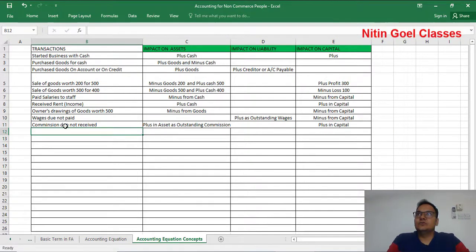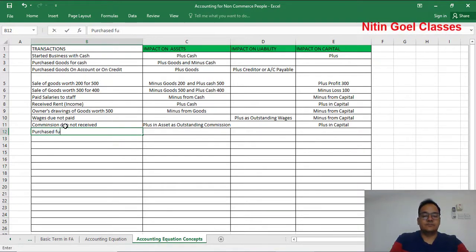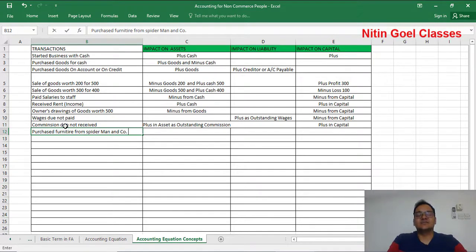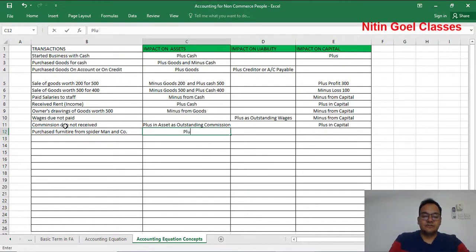Anything else we can do? Okay, let's say purchased furniture from, let's say some fictitious name, Spider-Man and Sons, Spider-Man and Company. Okay, he will not sell the furniture, but it's okay. We can take any ambiguous name, any fictional name. So we have purchased furniture. What happened to this? Plus furniture.